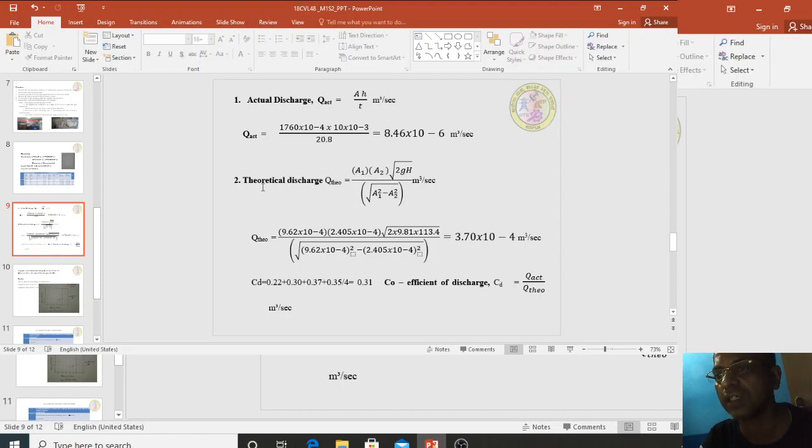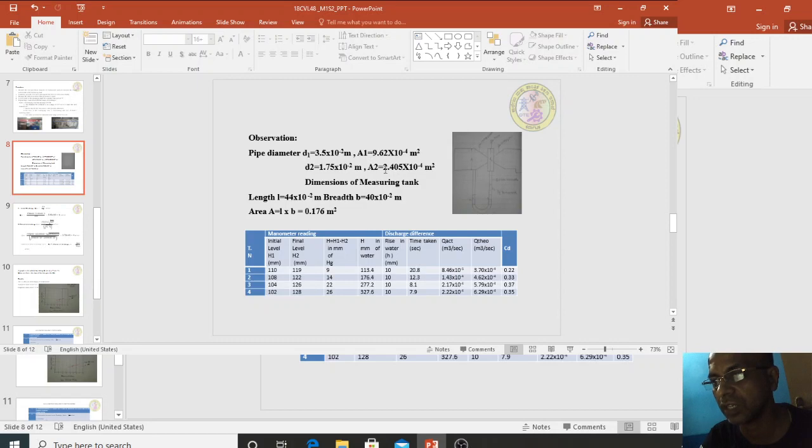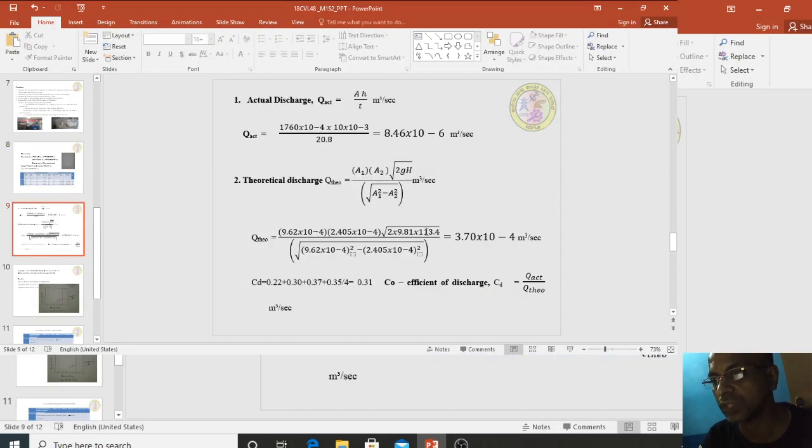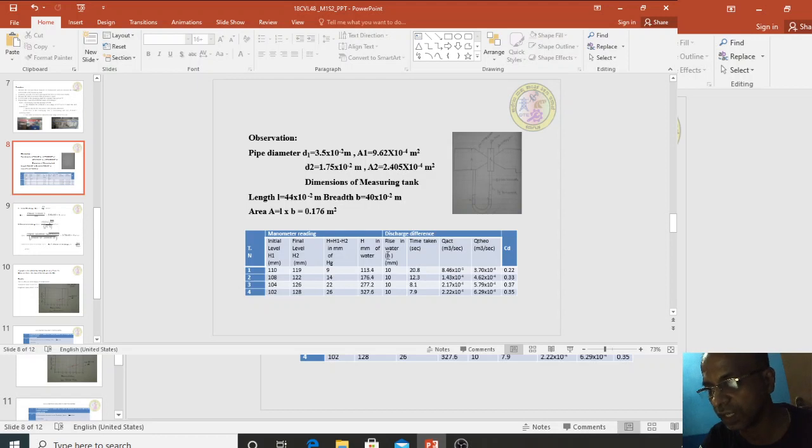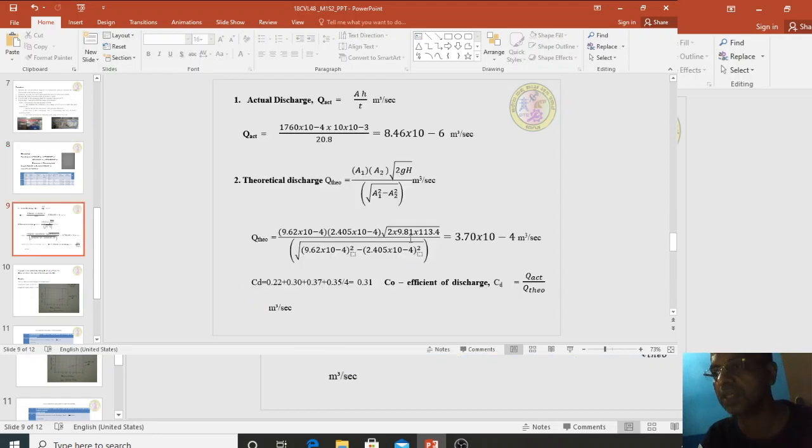Theoretical discharge is given by A1 A2, where A1 is this one and A2 is this one, into root of 2GH, where H is this height in mm of water, divided by root of A1 square minus A2 square. If you do it, it is 3.7 × 10^-4 meter cube per second. Then Q actual divided by Q theoretical, if you do it, it will be 0.22. Similarly, for the second trial 0.3, third trial 0.37, fourth trial 0.35.